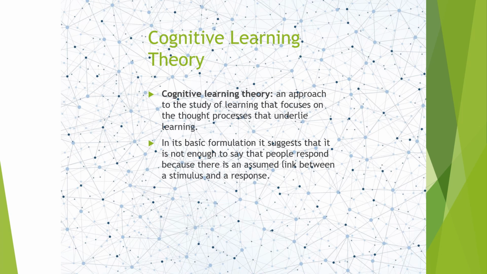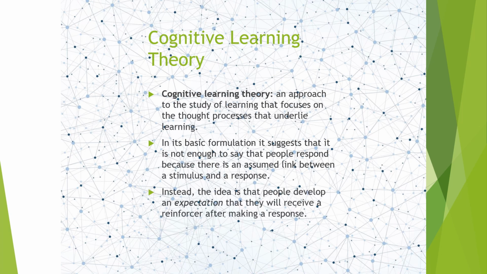So instead of just saying there is this assumed link between the stimulus and response, it is the idea that people develop this expectation that they will receive a reinforcer after making a response. That expectation is the thought process. You are expecting something to occur when you do this. You're expecting something to occur if you do that, so on and so forth. But there is this thought process that occurs between the two.